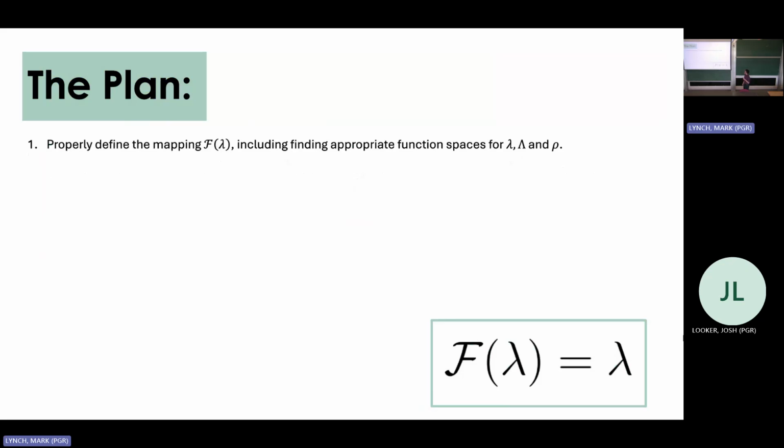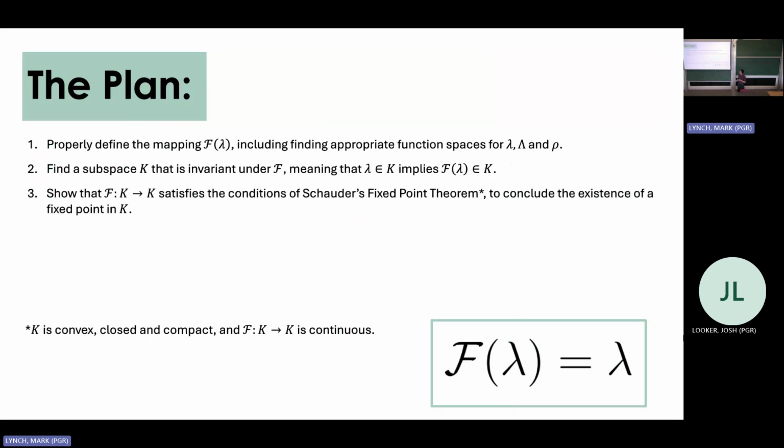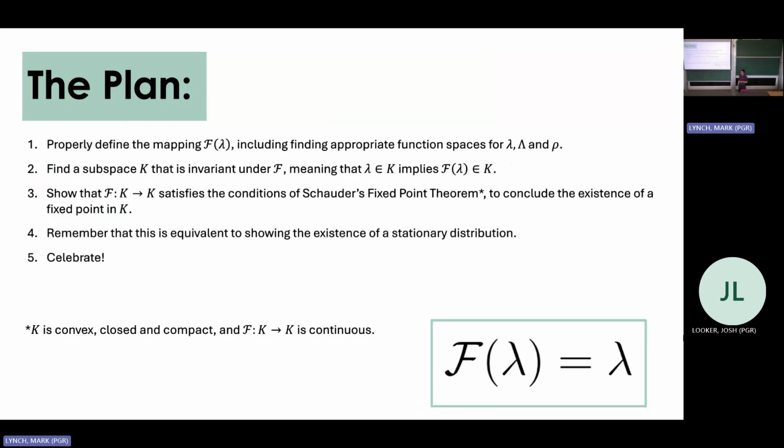The first thing to do is to properly define the mapping, which will involve a small amount of functional analysis to pick some spaces. Then we'll find a subspace that is invariant under the mapping. Then we'll show that the mapping restricted to that subspace satisfies the conditions for Schauder's fixed point theorem, which means that we can conclude that a fixed point exists. And a fixed point existing means that a stationary distribution exists. And then we're done. Okay, does the plan make sense?